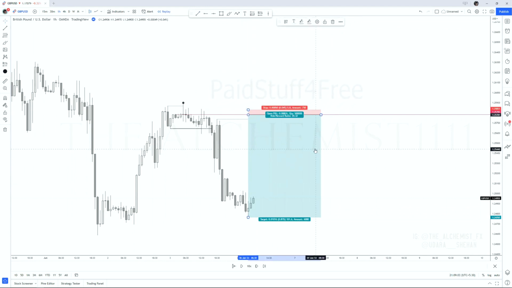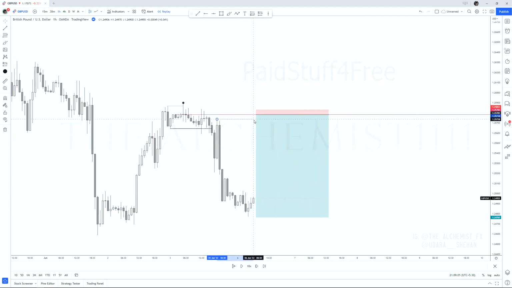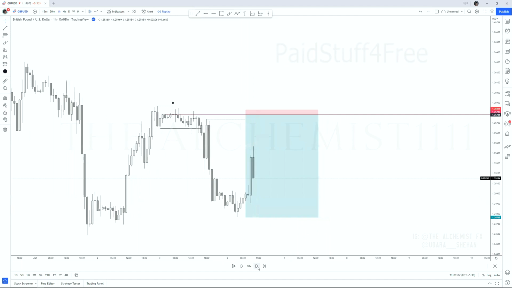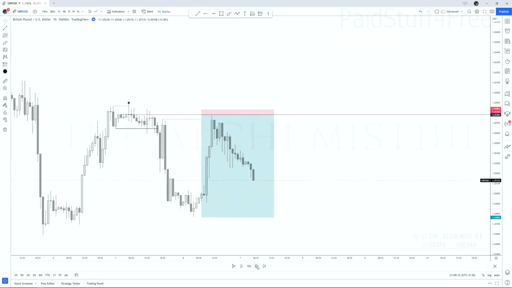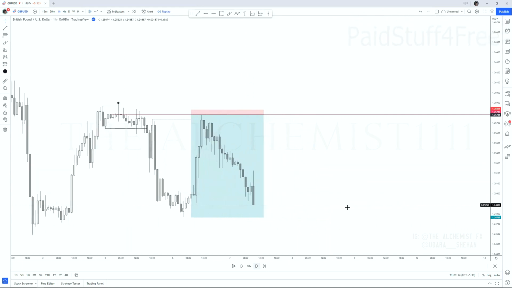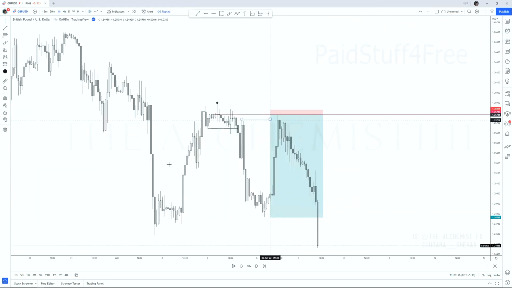If I remember, this did not tap on TradingView, but if you factor in the spreads, you'll always get tapped in. There it goes. Yeah, taps, and then it starts to drop. See that? Once again, higher time frames. Higher time frame POIs are very important.